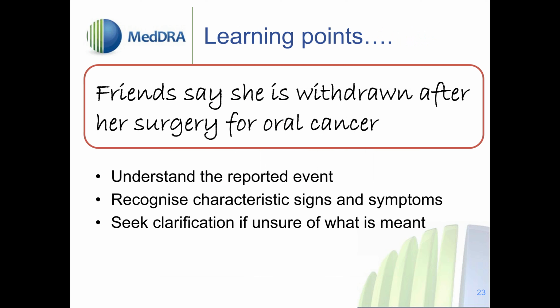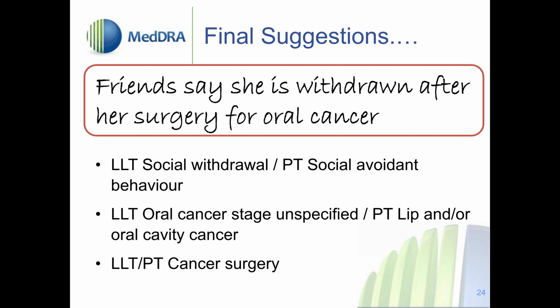And if I was unsure if it really was important to the particular clinical trial or the drug, I would ask for perhaps clarification of the surgery, or something else, if it was really important to what I was looking for. But all things being equal, I would assume that these are the three LLTs I would select. Social withdrawal with a PT of social avoidant behavior.